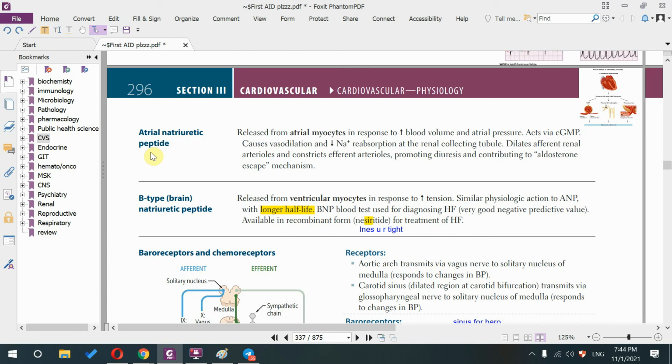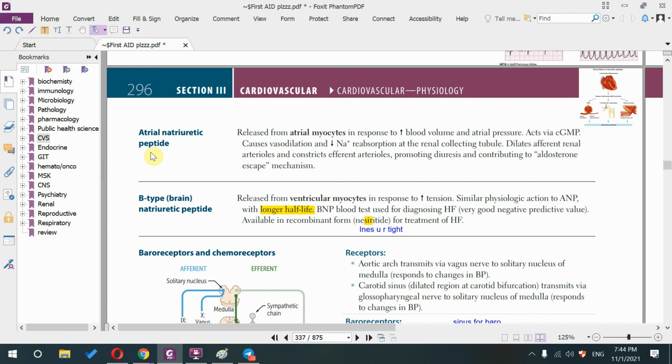So it's the B-type natriuretic peptide. It's released from the ventricular myocytes in response to increased tension. It's exactly secreted like the ANP. Similar physiological action as the ANP, but it has a longer half-life.